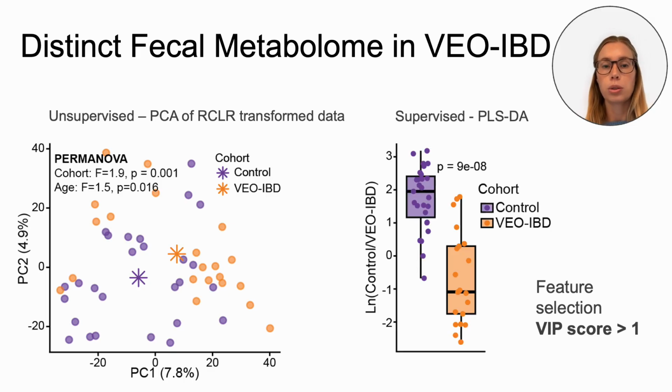And next, we did a supervised PLS-DA in order for us to identify the features that are driving separation between the two groups. And features with a VIP score more than 1 were considered relevant. We then plotted the natural log ratio of these features, and we can see that they are clearly separating the two groups.